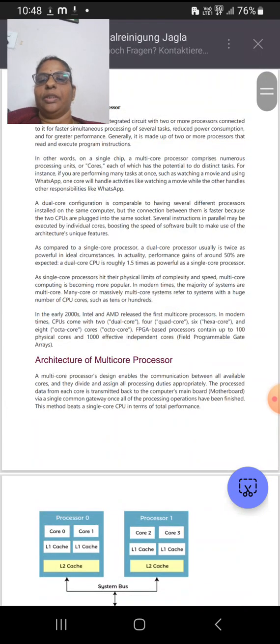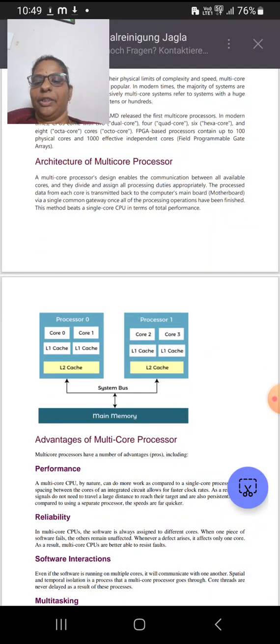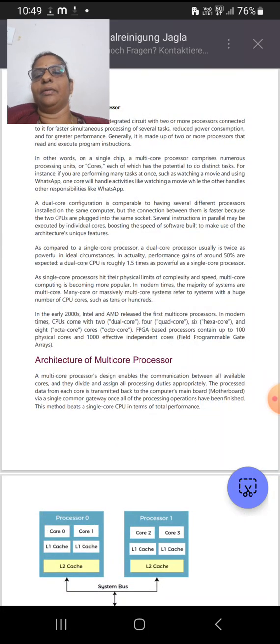So the next one is the instruction in the architecture, which covers multi-core processing, multitasking, and reliability. So here is the architecture of a multi-core processor.